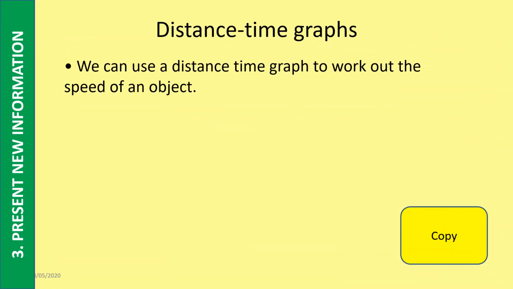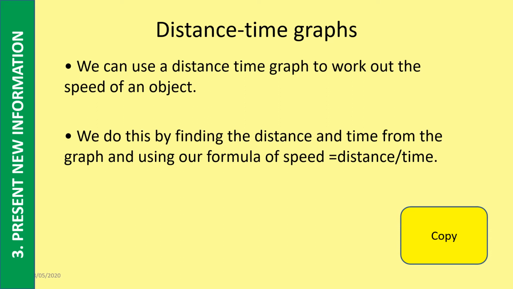You can use a distance time graph to work out the speed of an object. You can do this by reading off the graph the distance and the time for the part of the journey that you're interested in, and then you can use your formula of speed equals distance divided by time.